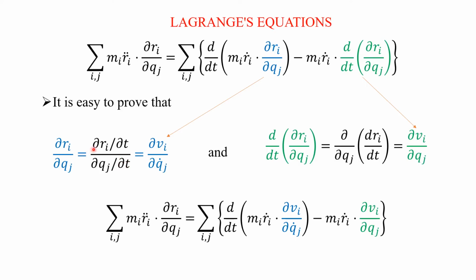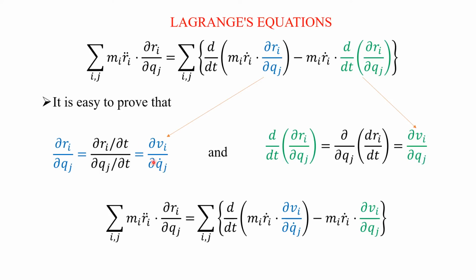So dri over dt is equal to nothing but the velocity. Rate of change of displacement is nothing but velocity. Similarly, dqj over dt is nothing but q dot. Dot represents the time derivative. So this blue color term dri over dqj can be replaced as dvi over dqj dot.